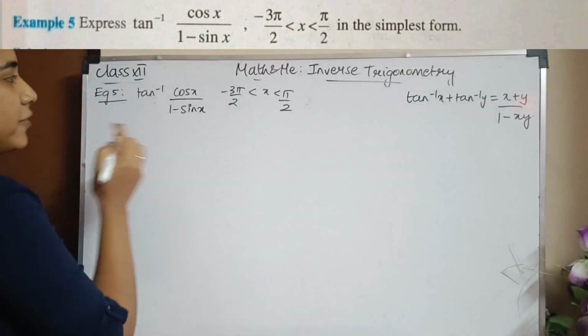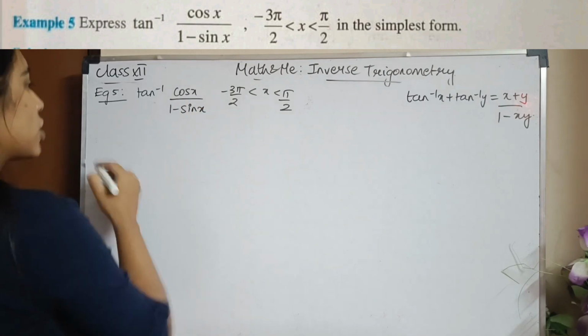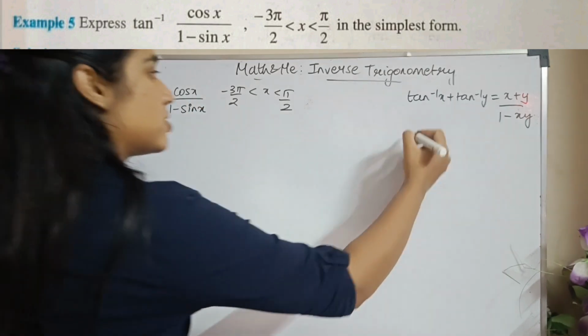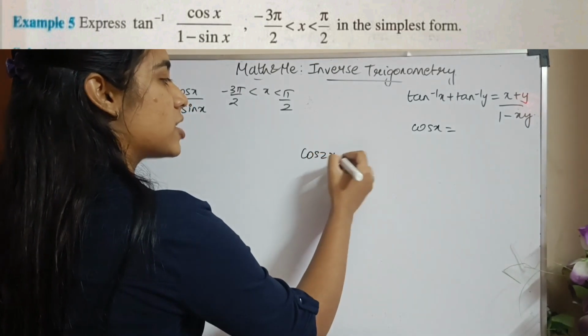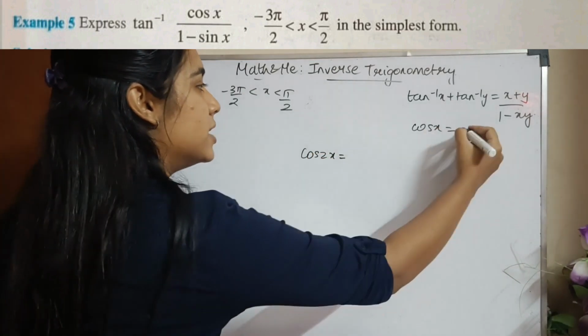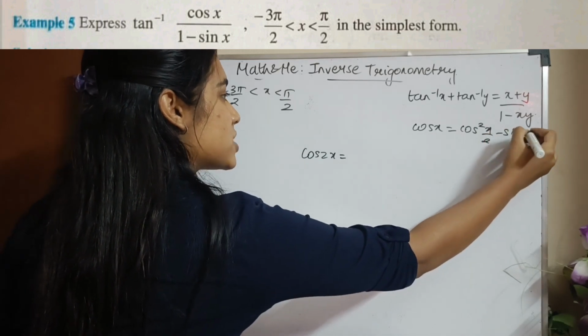Example 5. I have to represent this in my simplest form. So what can we do? Cos x I can also write it as, I'll write it here. So cos x is basically cos 2x, what do we do? We take cos square x minus sin square x. So this will be cos square x by 2 minus sin square x by 2.